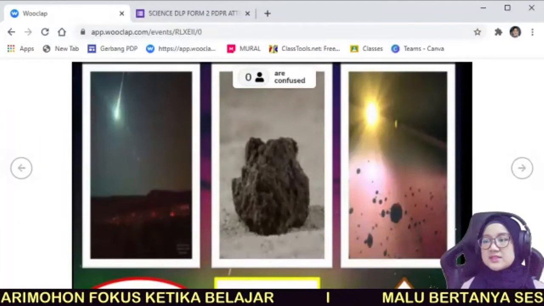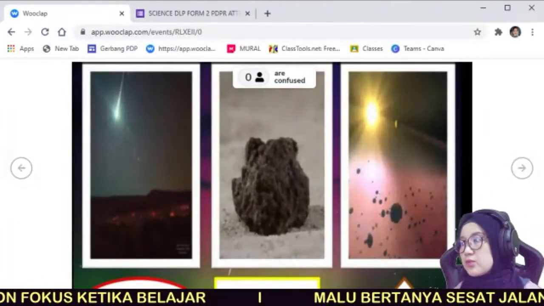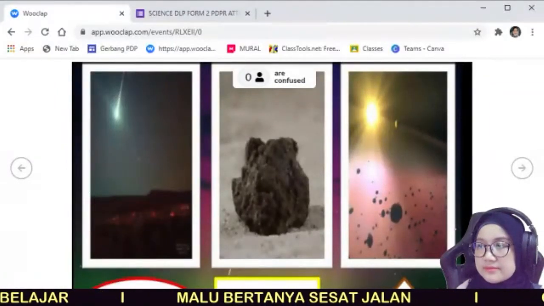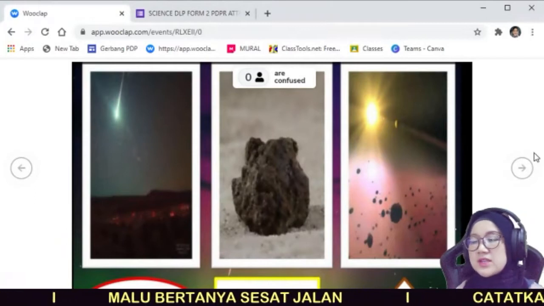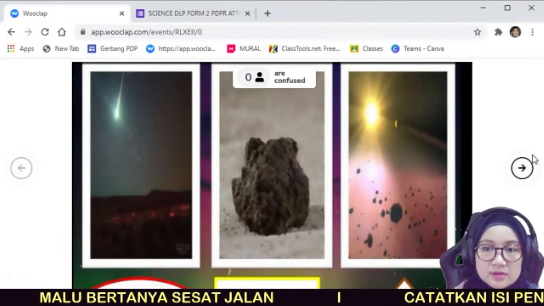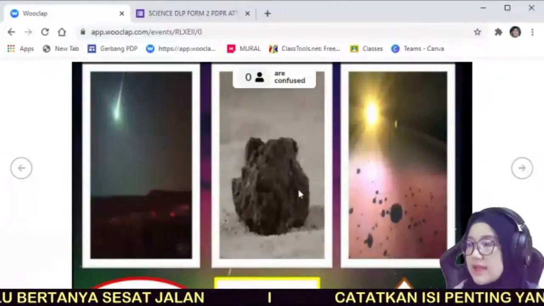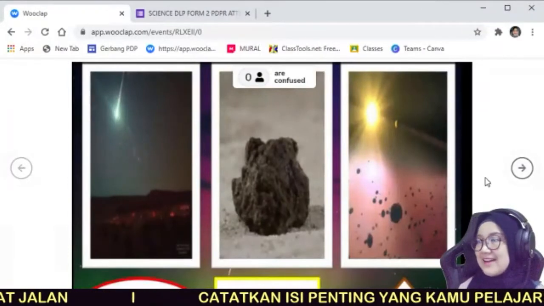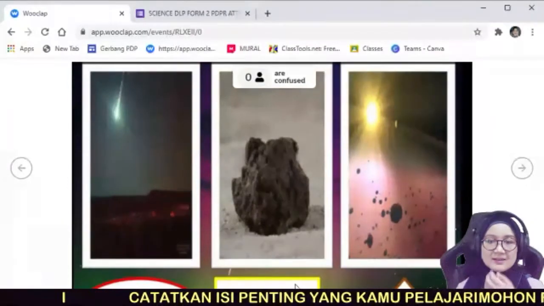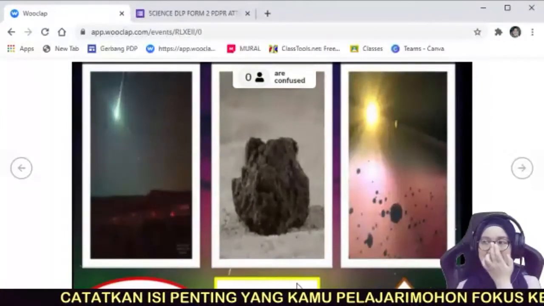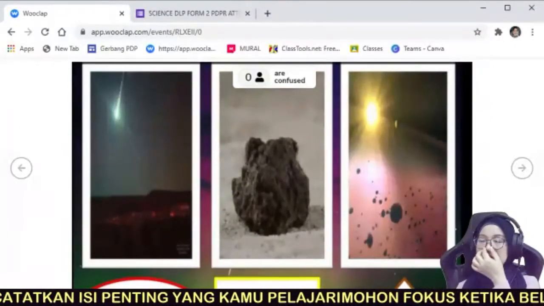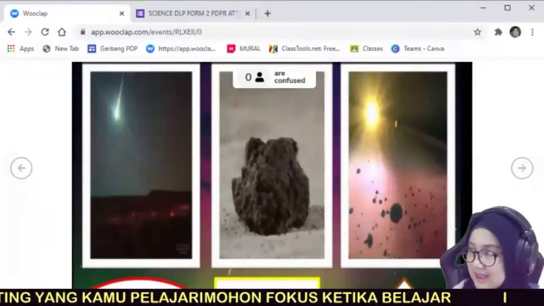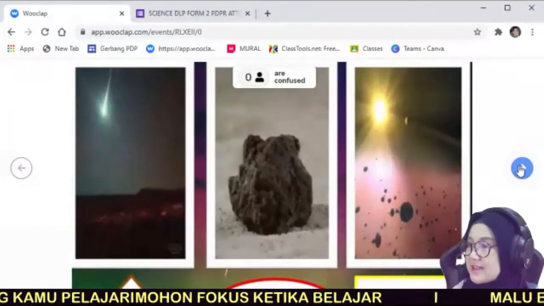Okay, which one is meteorite, which one is meteoroid, and which one is meteor? Do you know which one is meteorite? Which one is meteoroid and which one is meteor? Meteorite is the one in the middle, I think. Are you sure? I think so. I don't know. Okay, it's okay. The third picture is meteorite. Okay, meteor. Which one is meteor? The second picture, teacher, I think. Okay, so let us see the answer.